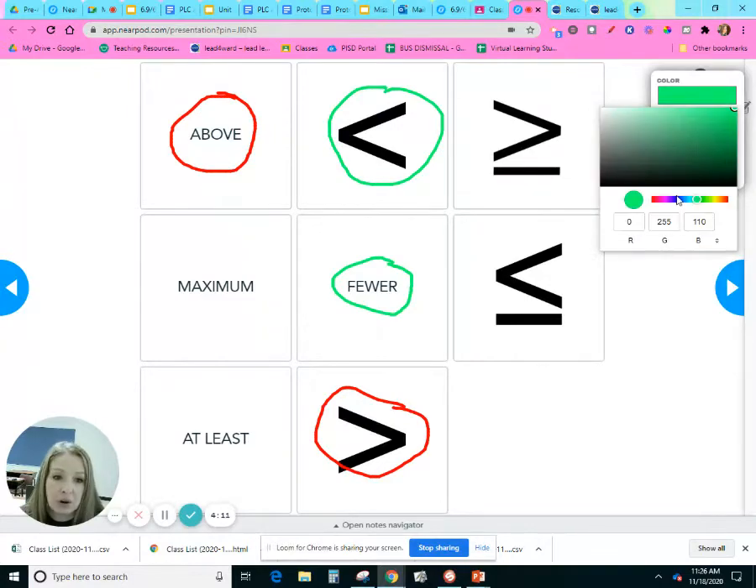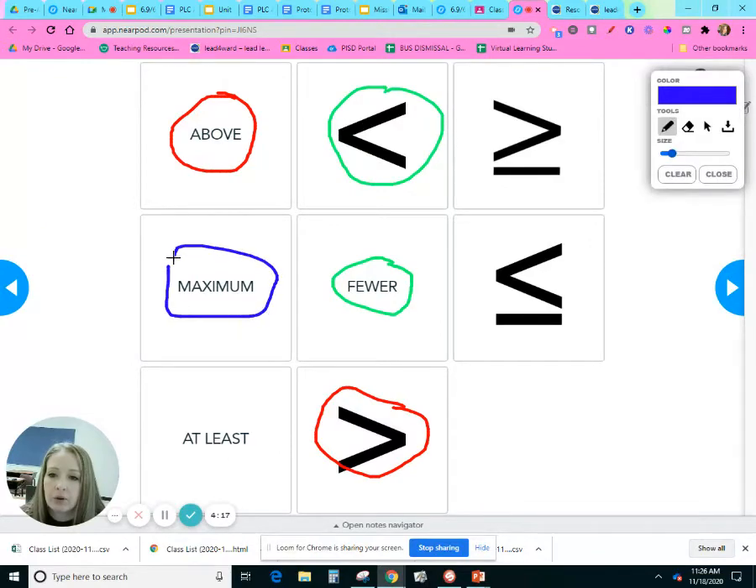The ones that are going to be on your test are the harder ones, the ones with the or equal to. So let's look at maximum. If your mom sends you to the mall and says that you can spend a maximum of $50, she doesn't want you going over $50. She wants you staying under $50, or you could spend the whole $50. So maximum means less than or equal to.